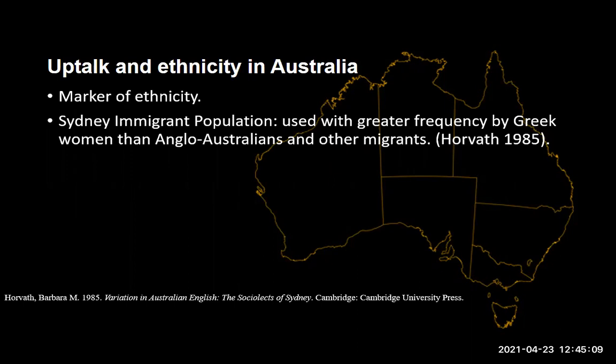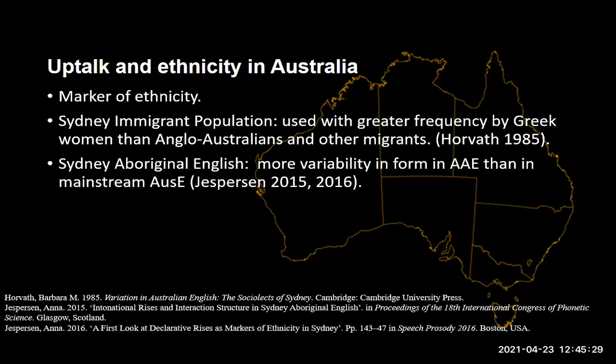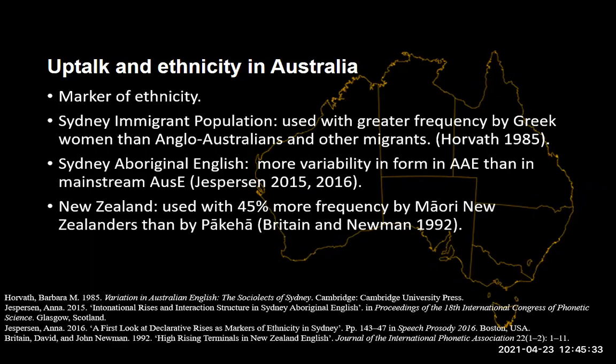Jaspersen has been looking at Sydney Aboriginal English and has identified more variability in the form taken. For example, the contours and excursions, being the actual rise itself, in Aboriginal English when contrasted with mainstream Australian English. And next door, in our neighbours in New Zealand, Britton and Newman found that Māori New Zealanders employ uptalk 45% more frequently than non-Māori New Zealanders.